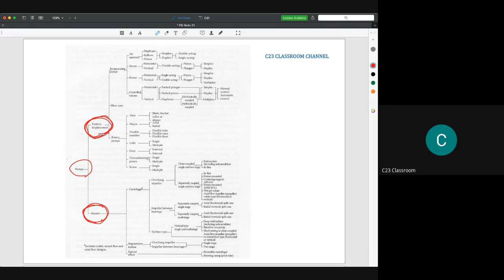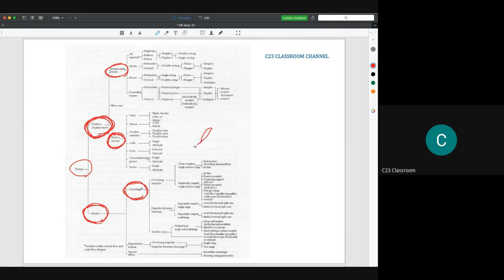So, and then for kinetic pumps, normally we are using the centrifugal pump, because this is the common pump, and we already have all of this. And then for the positive displacement pump here, if you see here, we have a rotary pump and also a reciprocating pump.